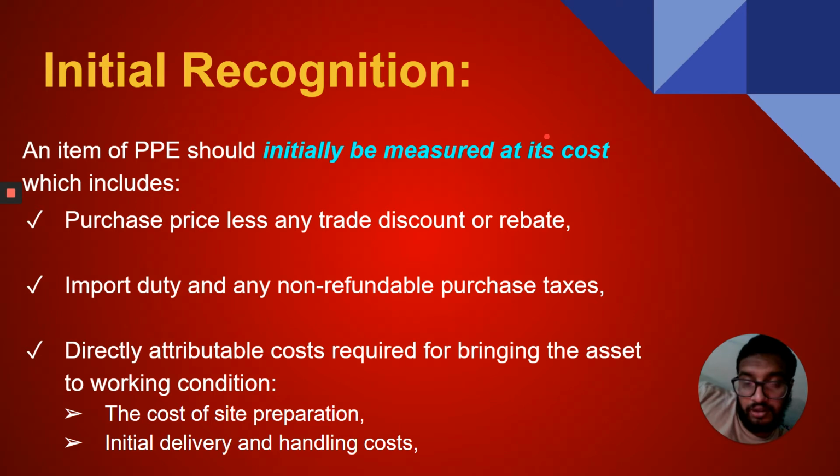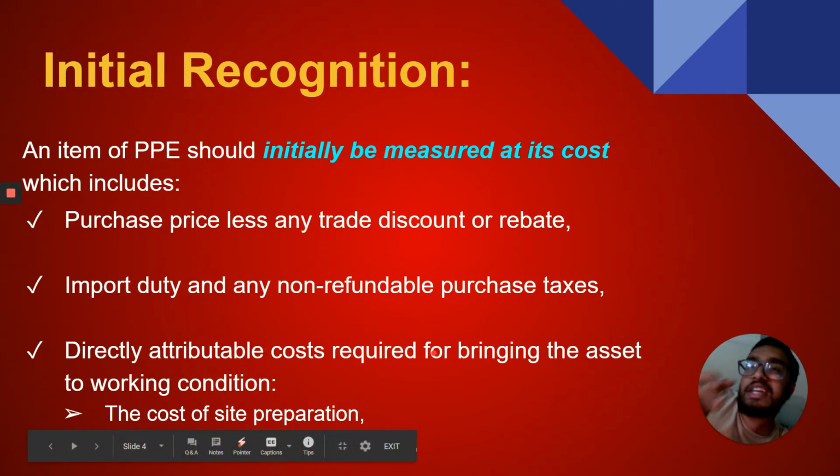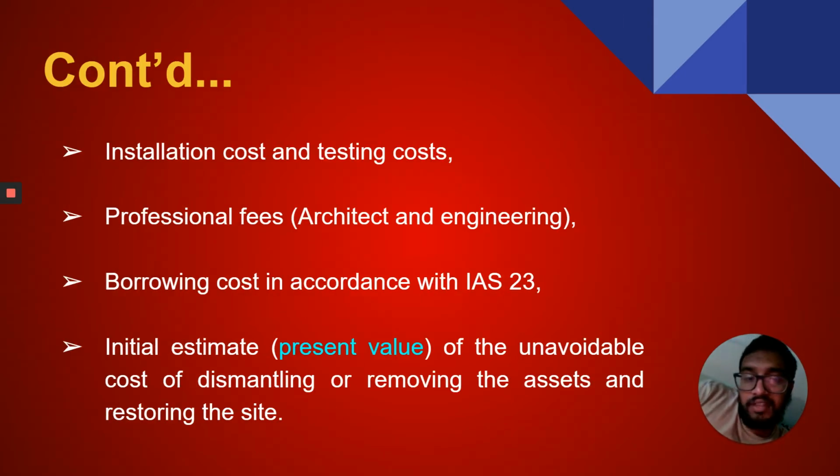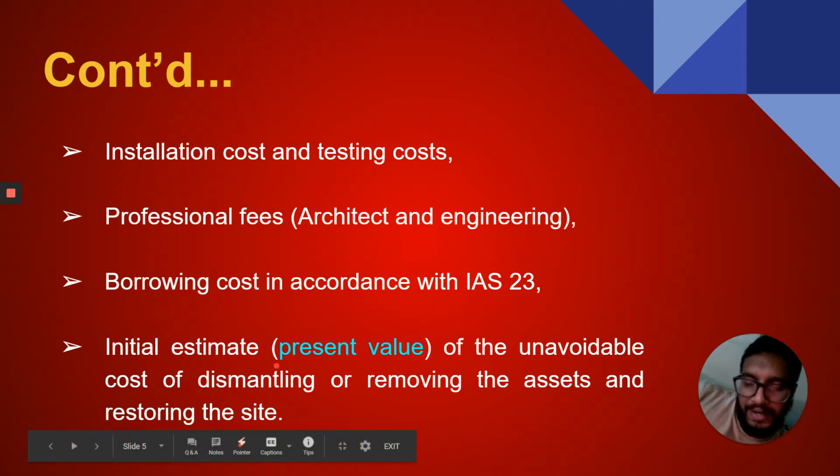So the costs that will be included are the purchase price, your taxes, and the cost associated with bringing that asset to that particular location and its working condition. If you are bringing the asset, it should be working as it normally should function. And then you'll also have to include this cost, which mostly people forget about: the cost of dismantling, or we call it unwinding cost.